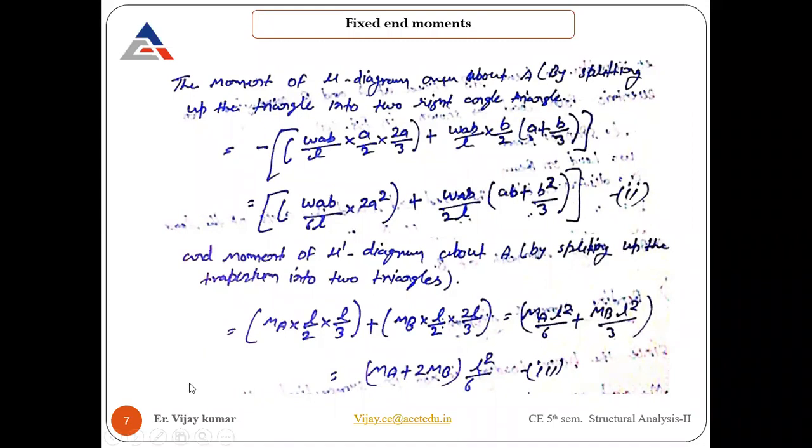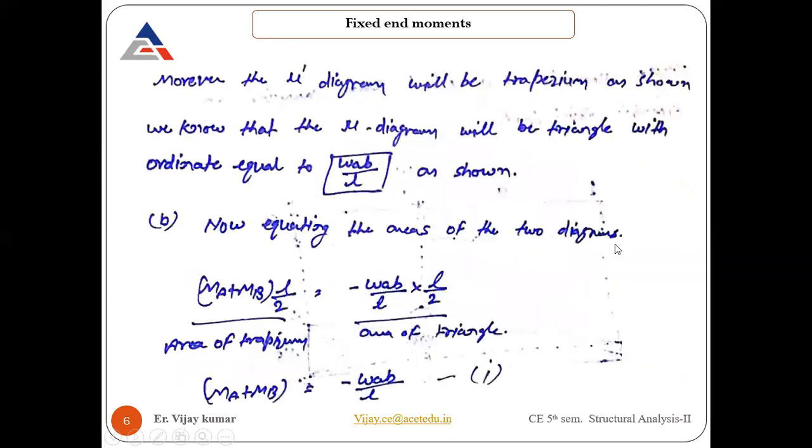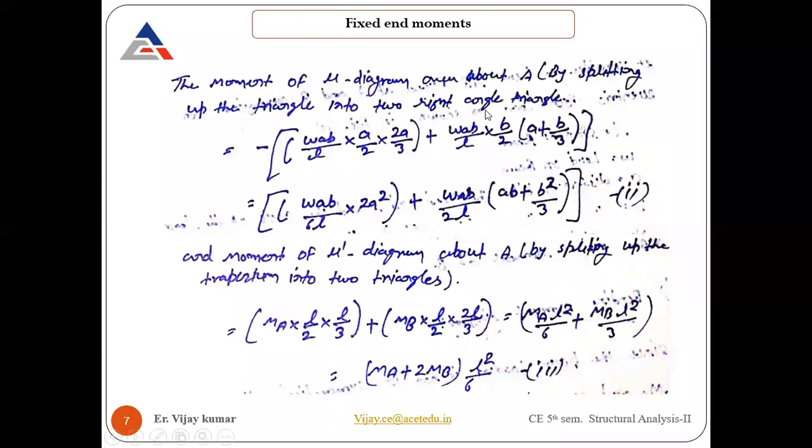So a moment of the M by EI diagram area about point A, I'm taking. The M by EI diagram means the diagram which is in triangle shape. I'm taking a moment about this point and trying to analyze this. So to take the moment about A of this diagram, what I have to do, let's see this. So what will be the area?